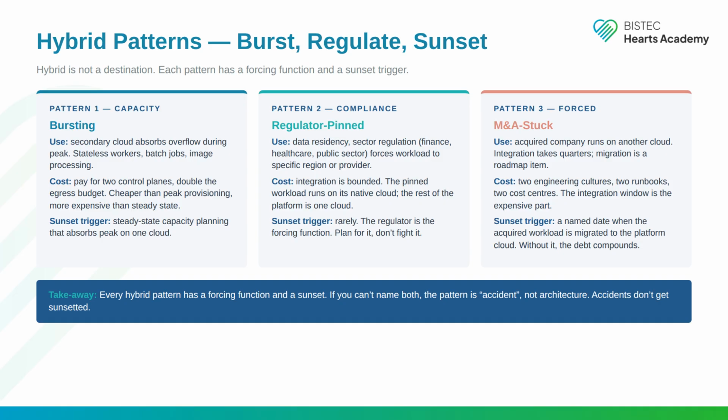The takeaway. Every hybrid pattern has a forcing function and a sunset. If you cannot name both, the pattern is accident, not architecture. Accidents do not get sunsetted.